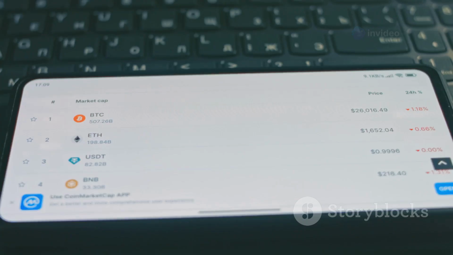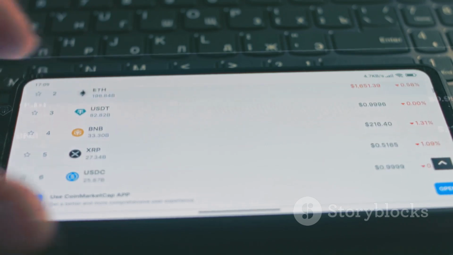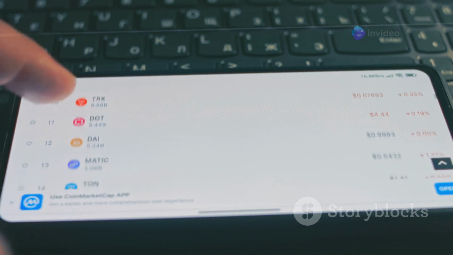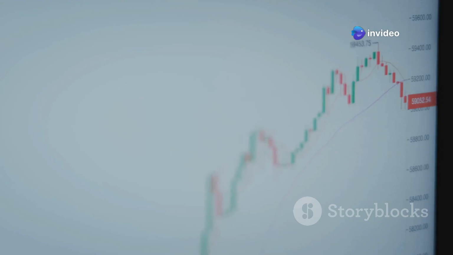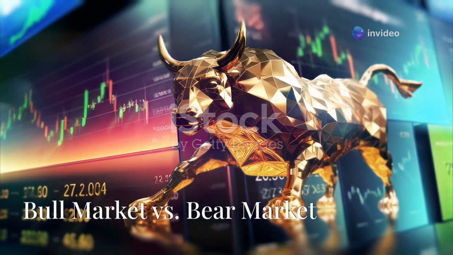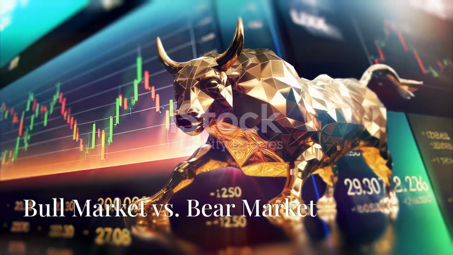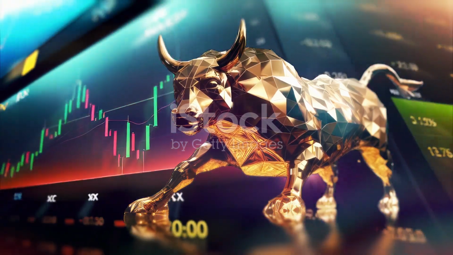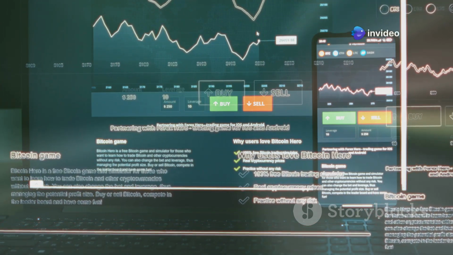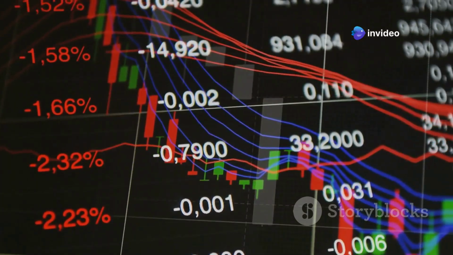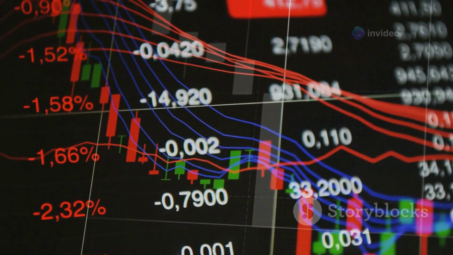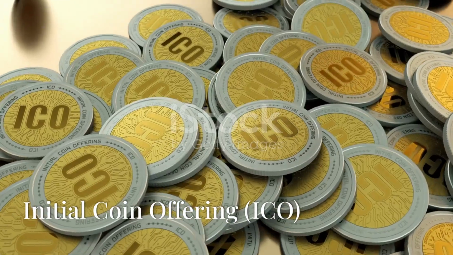Gas fee. Definition. Gas fees are payments made by users to compensate for the computing energy required to process transactions on the Ethereum network. The fee varies depending on network congestion and transaction complexity. Bull market versus bear market. Bull market. A market condition characterized by rising prices and investor optimism. Bear market. A market condition where prices are falling or expected to fall, leading to pessimism among investors.